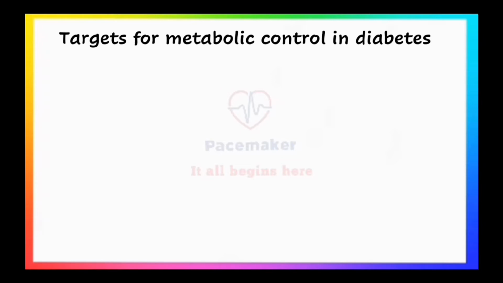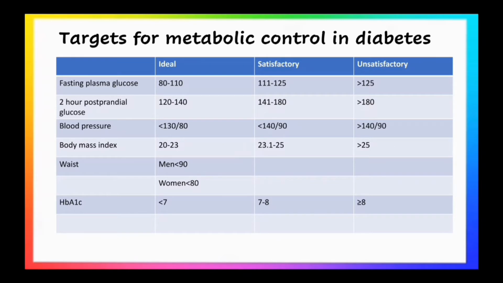Now, whenever we start treatment of a patient with diabetes mellitus, we have to know some of the targets to achieve in them. So, targets for metabolic control in diabetes are fasting plasma glucose 80 to 110, 2-hour postprandial glucose 120 to 140, blood pressure less than or equal to 130 by 80, body mass index 20 to 23, waist circumference in men less than 90 and in women less than 80 centimeters, HbA1c less than 7. These are all ideal parameters, and satisfactory parameters are also okay in clinical practice.